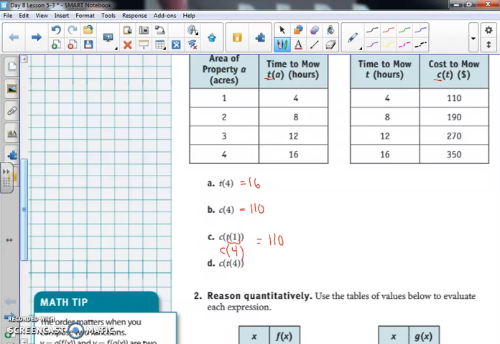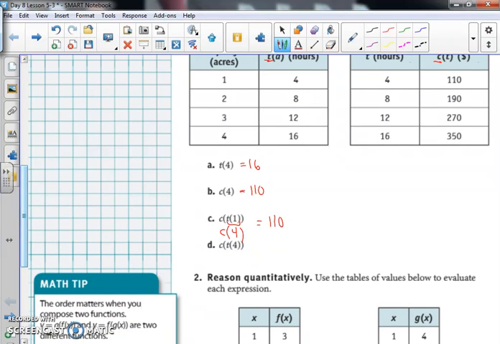So you get an answer from your inside function, and then you use that answer and plug it into the outer function, and then you get another answer. So you actually end up getting two numbers. So you just stick with the last one. And letter D, same thing, start with the inside. So we're going to find T of 4. T of 4 in this case is 16. So then you work your way out. So you're going to find C of 16, which happens to be 350. Okay, so that's how you read composite functions in a tabular format.